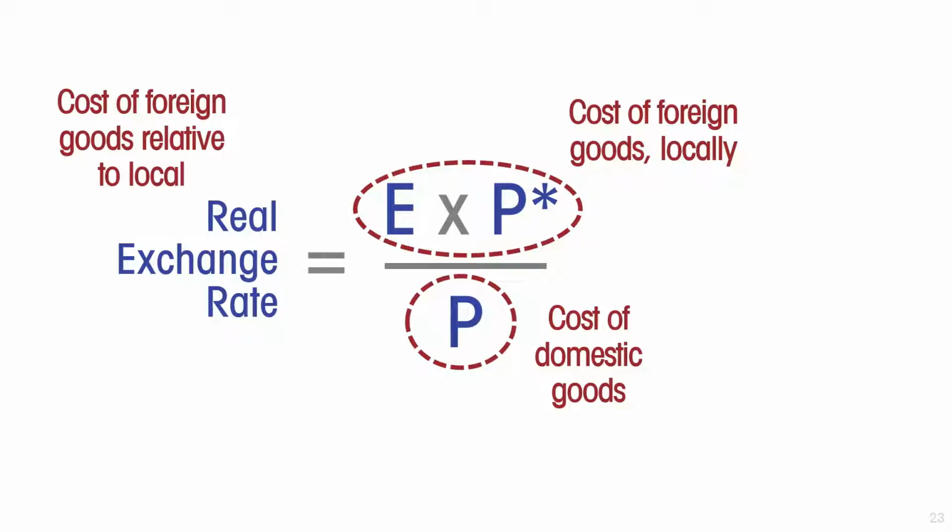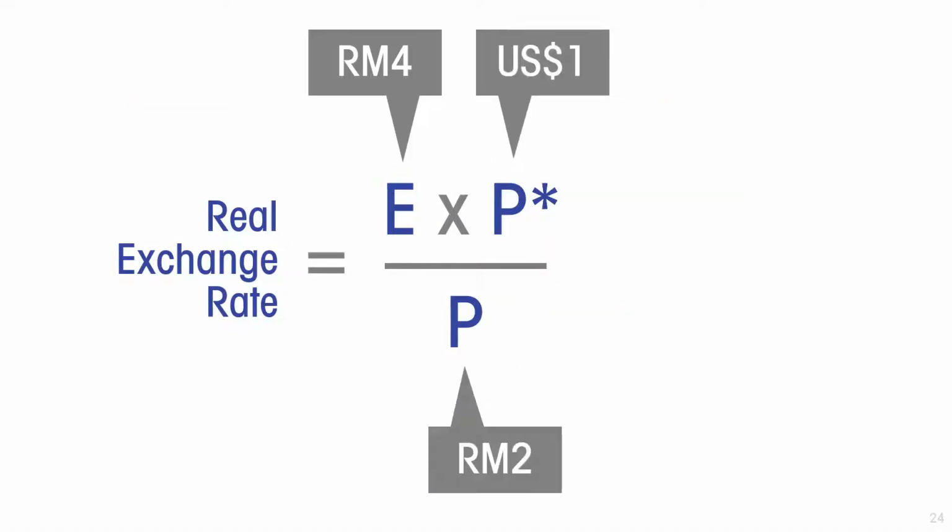Let's do a calculation. Suppose the nominal exchange rate is 4-1 and the US price level is represented by $1. The average price of everything in the US is $1. In practice, what you would use as P star is some index of the US price level, like the consumer price index in the US. And in the denominator would be a price index representing local prices, the local consumer price index. Let us say that that is 2.